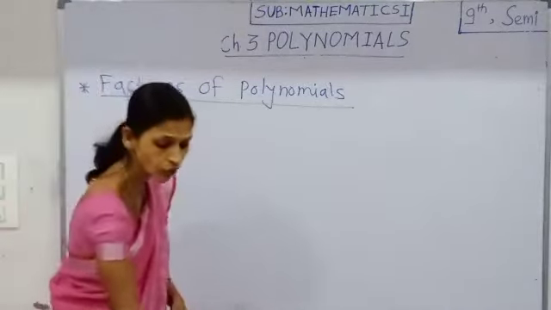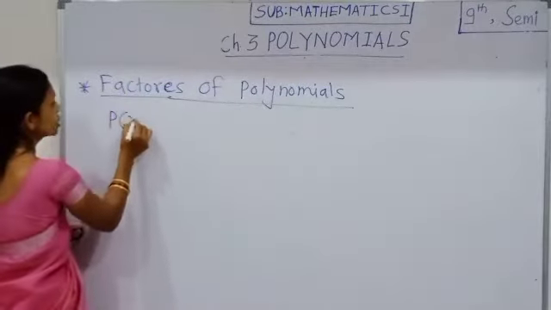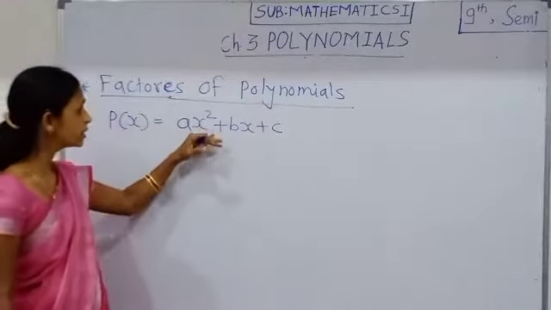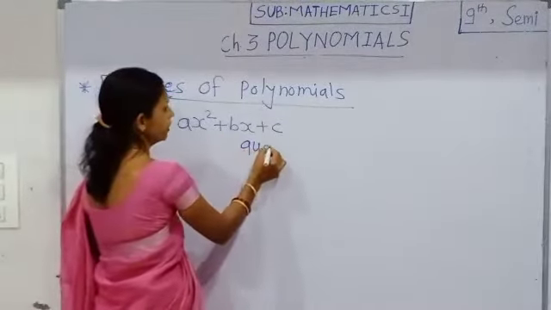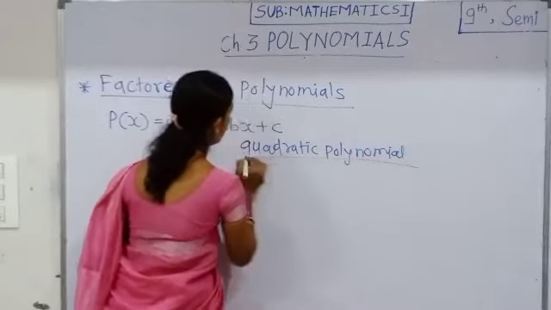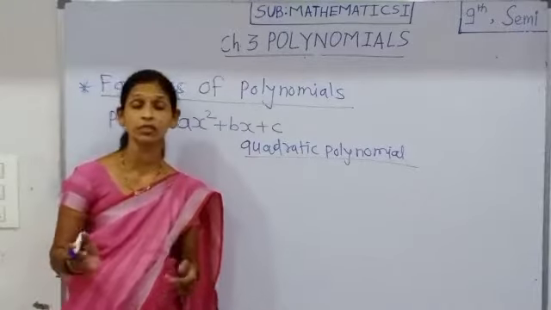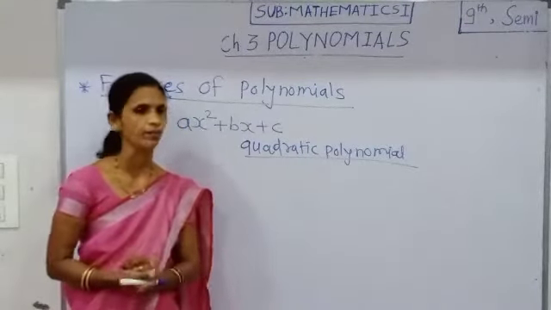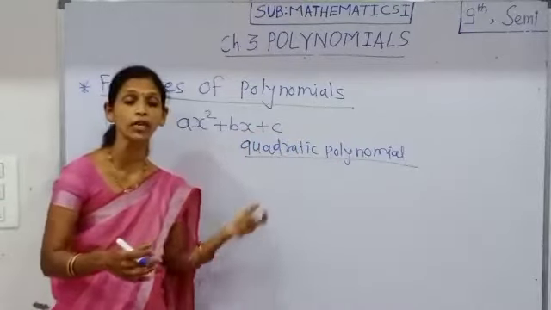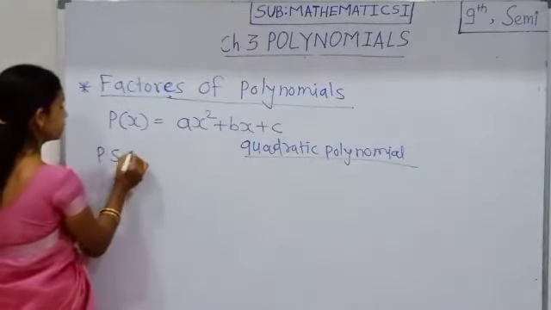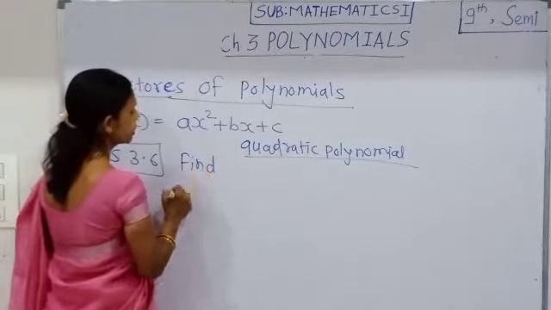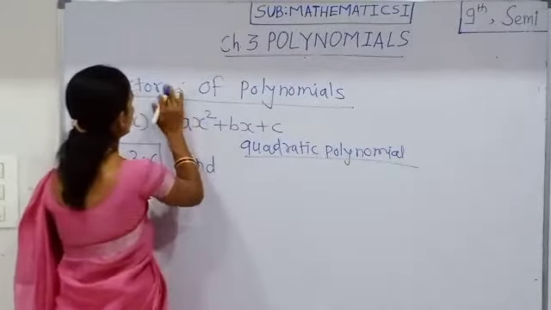We can also find the factors of a polynomial given in the form ax square plus bx plus c, which is a quadratic polynomial. We solved these types of examples in the previous standard. Let us remind ourselves of factorization of a quadratic polynomial by solving a few examples from practice set 3.6.